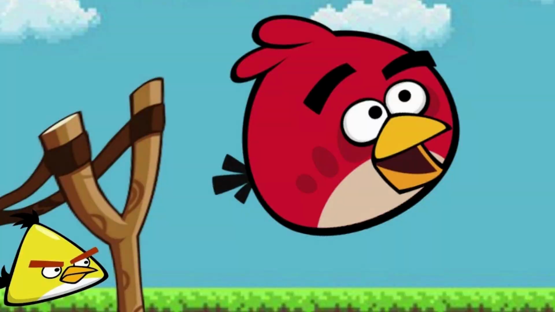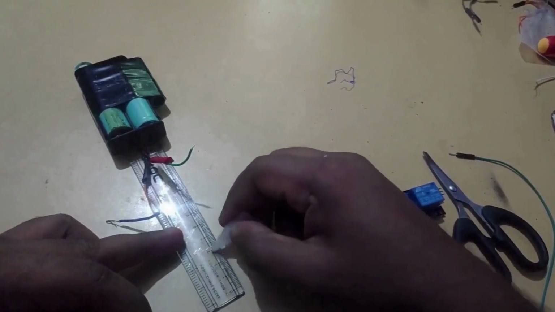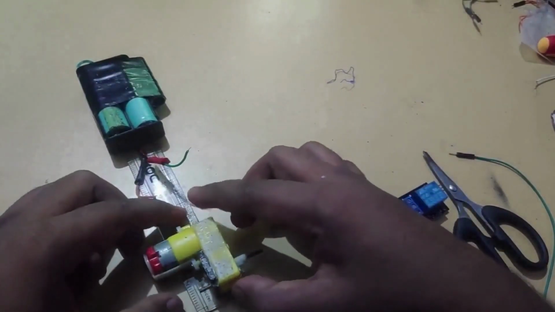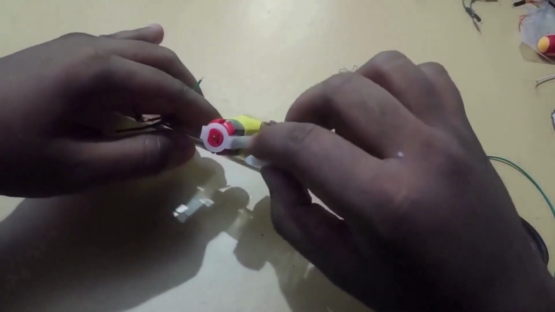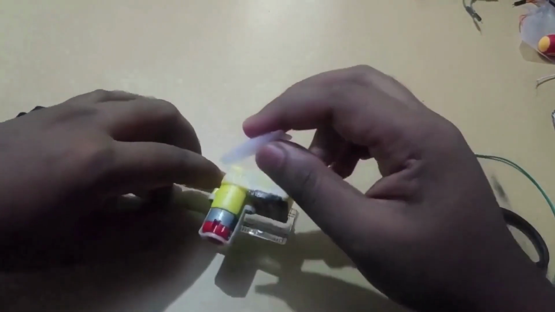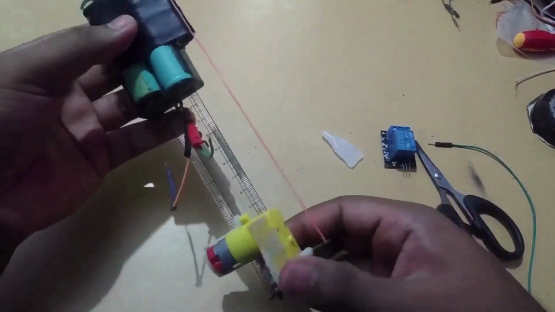In this video, I will show you how to make the Angry Bird Shooter using DC motor and rubber band. For that, first, attach screw with motor shaft. Then, fix the motor and battery, like this. Now the shooting part is ready.